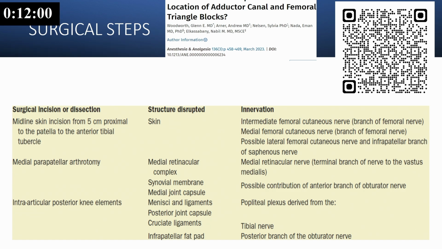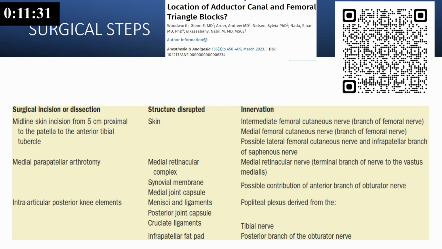So what are the structures? If you look at TKR, the incision is 5 centimeters proximal to the patella and runs up to the anterior tibial tubercle or tuberosity. Then the surgeons do a medial parapatellar arthrotomy where they lift the structures like this. The structures which are lifted are the medial retinacular complex and the synovial membranes, which are supplied by the medial retinacular nerve, the terminal branch of the nerve to vastus medialis.